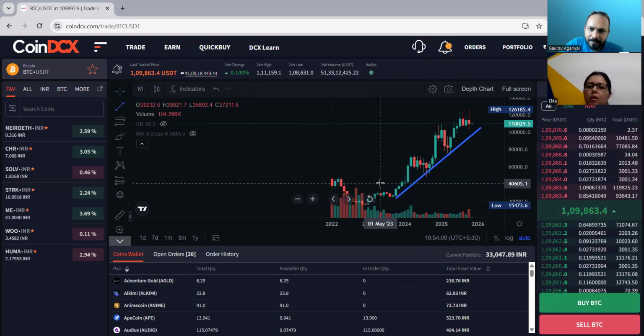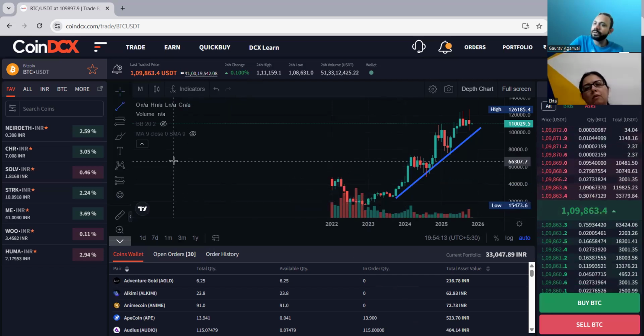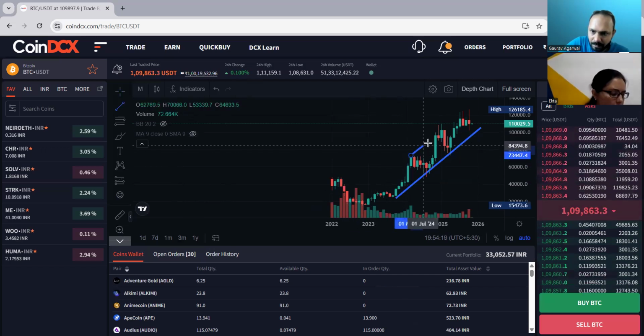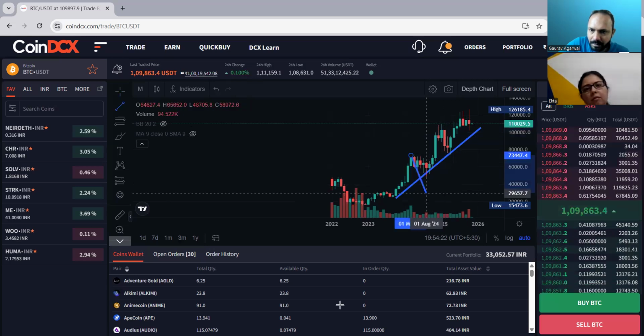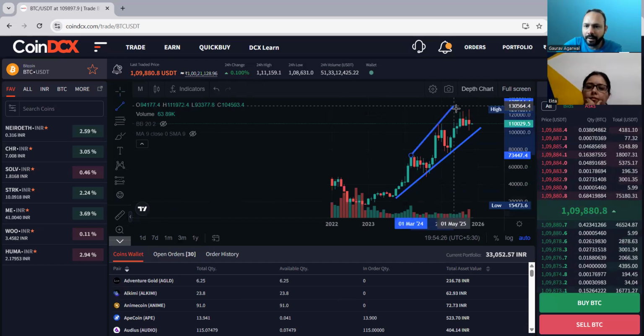Or maybe just hold it for a couple of days and then exit. For that you can use the daily chart. That also we'll do. First, I will finish this monthly chart. So what I will do now is draw a trend line at the top as well here, right?